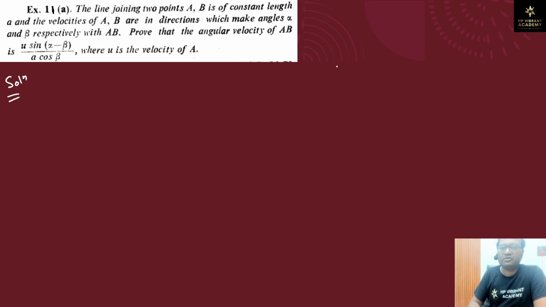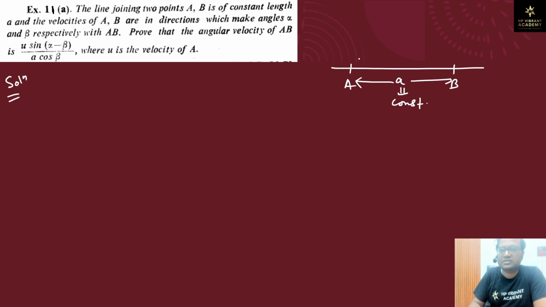If the line joining 2 points, let us take 2 points A and B, is of constant length a, so the length of AB is a, which is constant. The velocities of A and B are in directions which make angles alpha and beta respectively with AB. So let us take this as alpha. Prove that the angular velocity of AB is given by this.